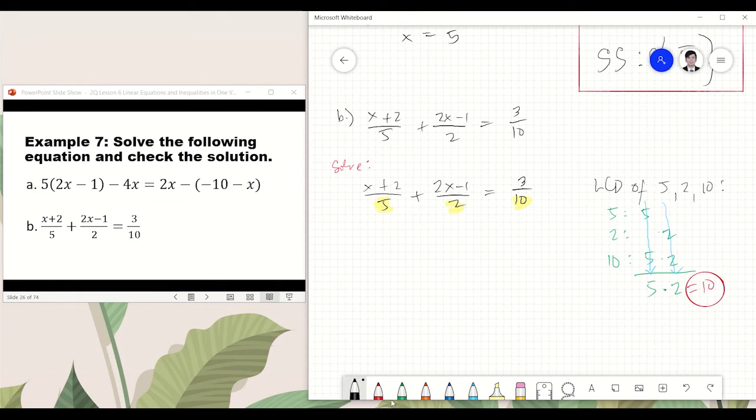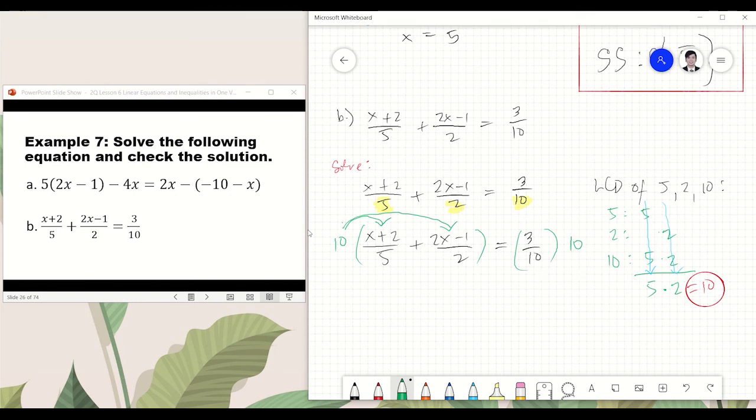So, ano yung gagawin natin sa LCD? I-multiply natin siya sa both sides ng ating equation. So, multiply both sides with a 10. So, ano yung mangyayari sa 10? I-distribute natin sa dalawang terms. So, 10 times x plus 2 all over 5. Isang term lang yan ha, kasi isang fraction bar lang. So, remember, one term lang kapag may isang fraction bar. Then, 10 times the second term na may 2x minus 1 all over 2.